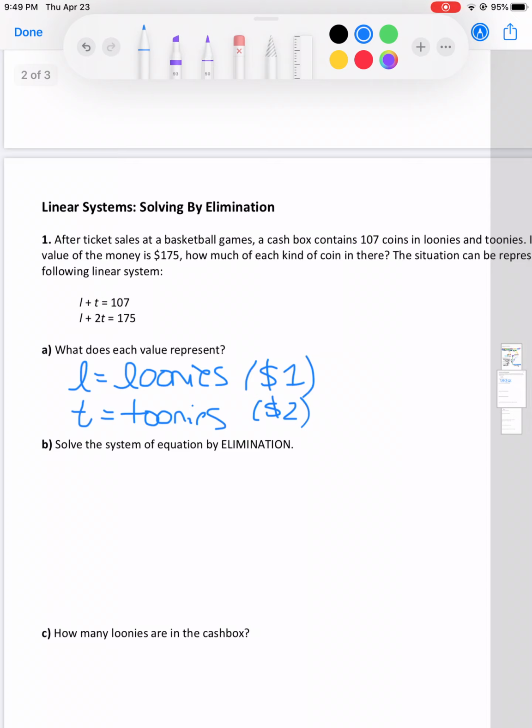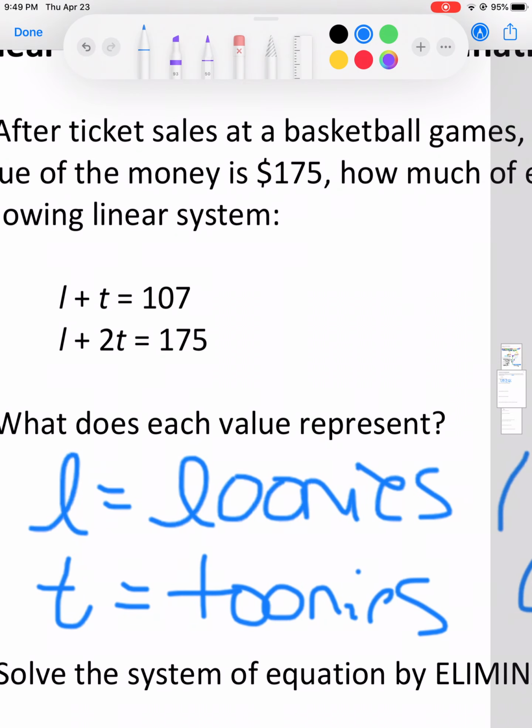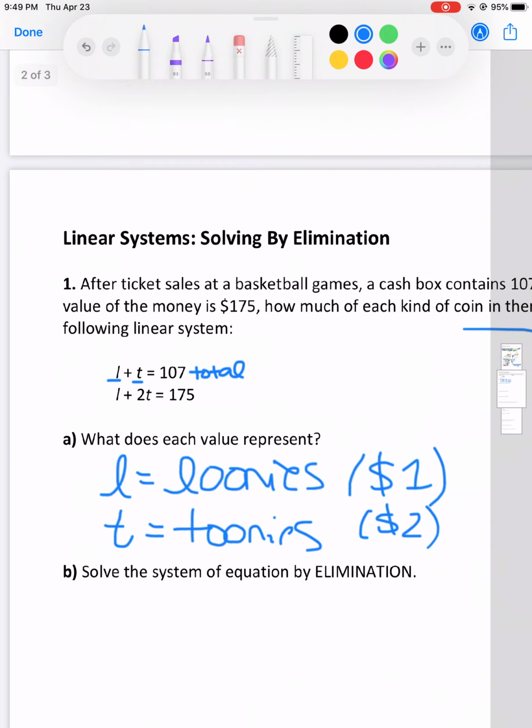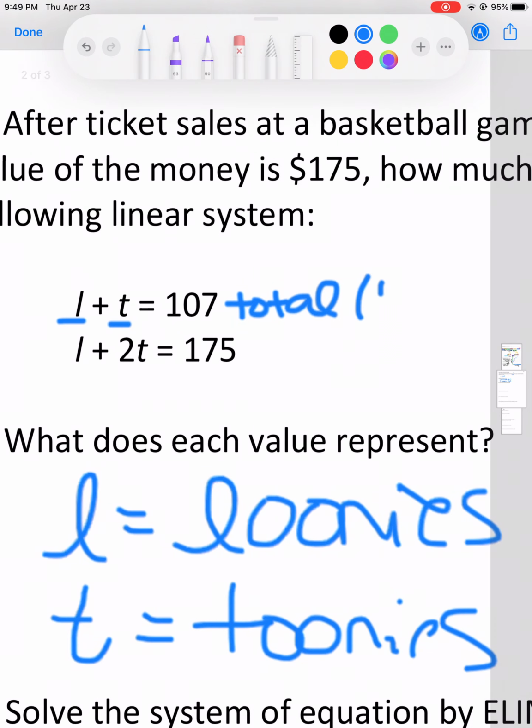So it says how much of each kind of coin is in there, okay? So we know that loonies and toonies of coins, there are 107 total. Okay, that's where we're getting this 107 from, because we got it from up here. 107 total. But we know that the total amount in dollars is 175. And we know that this loonie is worth $1, right?